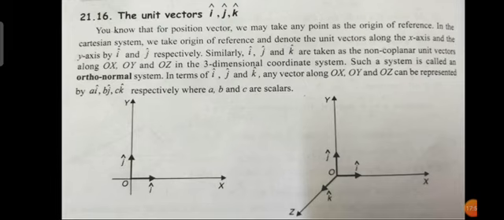If it is a 2D plane, it is A I, B j. Here A, B and C are scalars; they give the magnitudes. So these are the unit vectors. In the first figure, the 2-dimensional case is given, and in the second figure, the 3-dimensional case is given. These are the unit vectors: I cap, j cap and k cap.